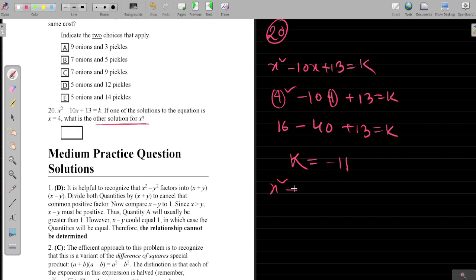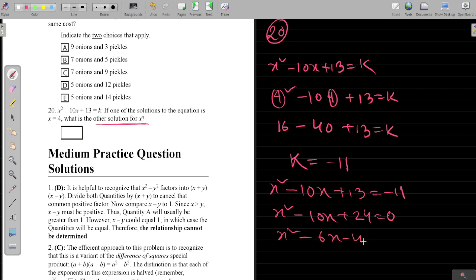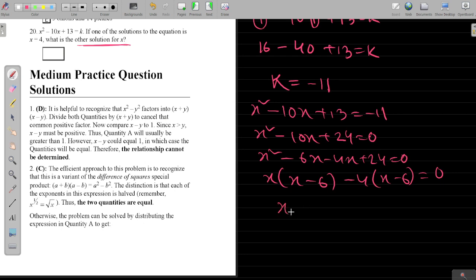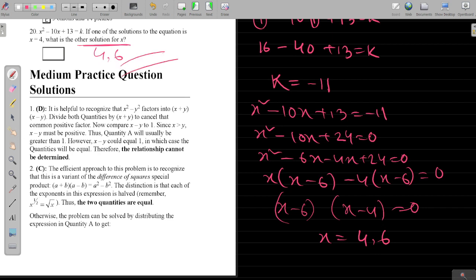Now let me solve this one. X square minus 10x plus 13 equals minus 11. Then I will get x square minus 10x plus 24 equals 0. Then x square minus 6x minus 4x plus 24 equals 0. If I take common x, then x minus 6 and x minus 4 equals 0. Then I will get x equals 4, 6. So our answer will be 4 and 6. So I have completed this medium practice question set. Thank you so much.